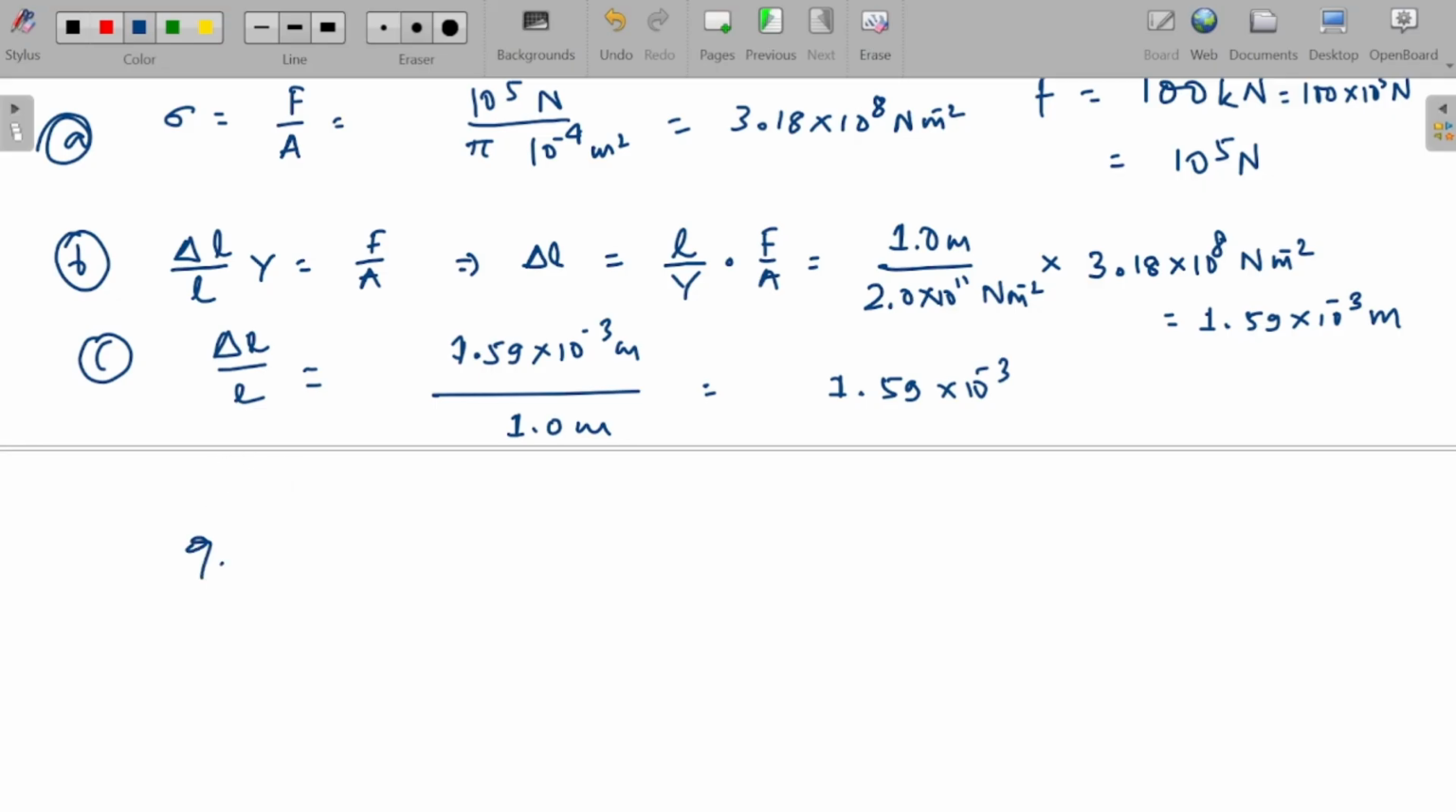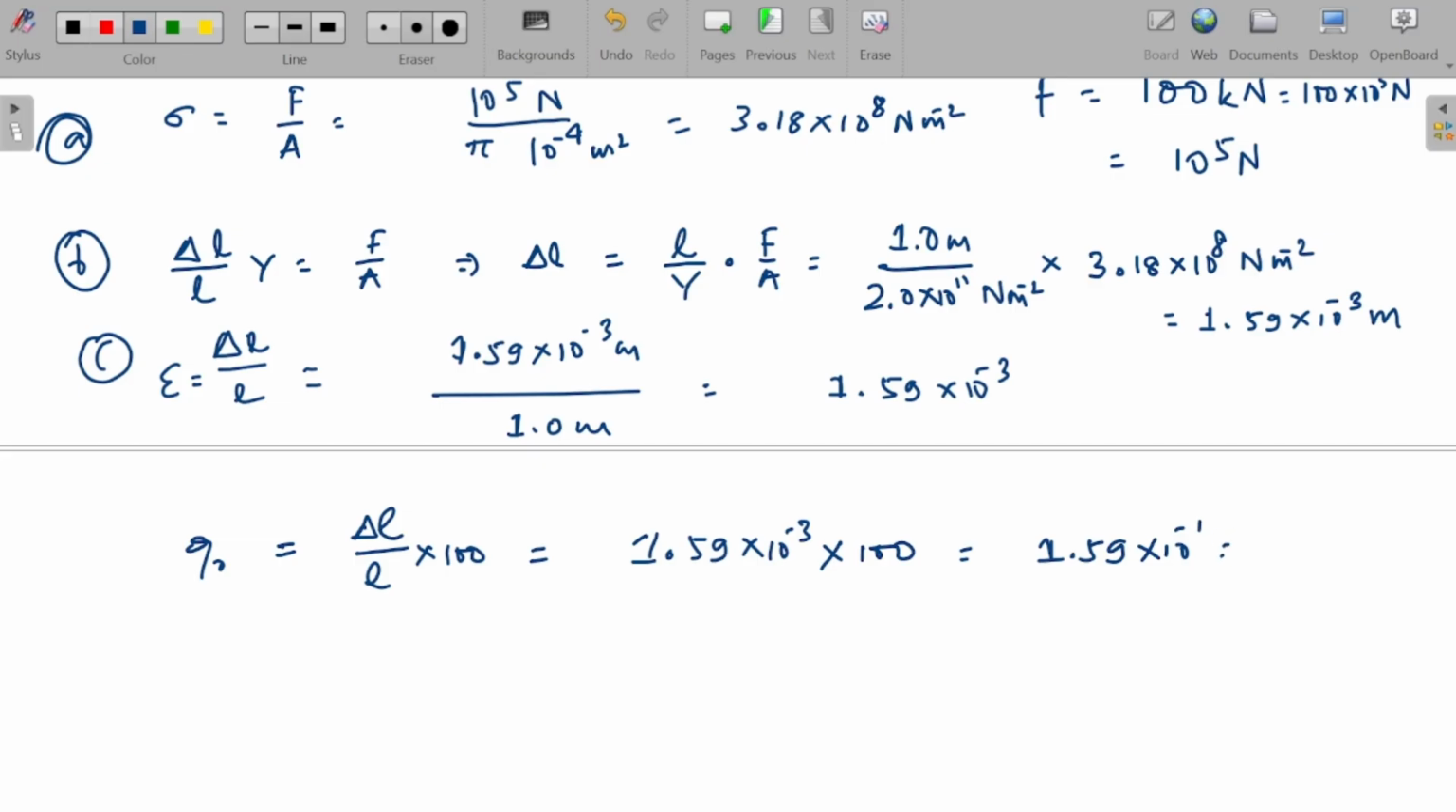And if you want to know the percentage, this is the longitudinal strain. So the percentage should be delta L by L into 100. This is the fractional change, so it is multiplied by 100 to give the percent change, or percent strain. So this will be 1.59 into 10 to the power minus 3 into 100, which is 1.59 into 10 to the power minus 1, or 0.159, or about 0.16. So this much percentage is there in strain.